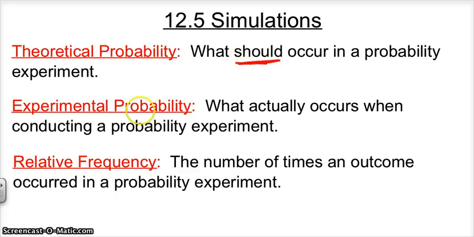An experimental probability is what actually occurs when conducting a probability experiment, because we all know if we flip a coin 2 times, we might get 2 heads in a row or 2 tails in a row or 1 of each. And then finally, relative frequency is the number of times an outcome occurred in a probability experiment, because we'll be using a frequency table.